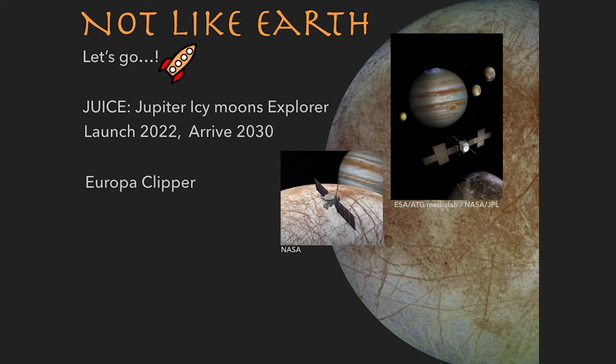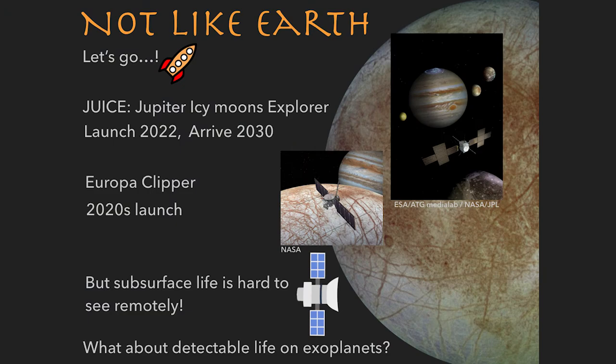Following that is going to be NASA's Europa Clipper, which is hoping to launch sometime in the 2020s if the mission is finally approved. And this will be a mission focused on Europa with plans to see if there's any detectable signs of life. However, this is all very well when we can go to the place, but if we're going to start looking at exoplanets, subsurface life is going to be really hard to spot. We need life that can interact with the planet's atmosphere. So what about detectable life on exoplanets?